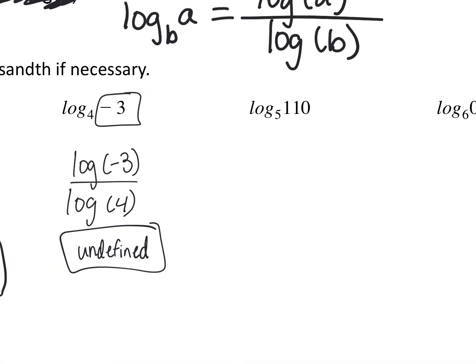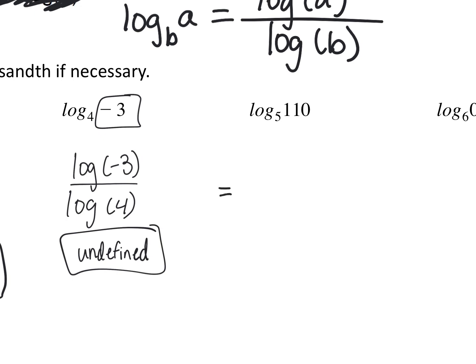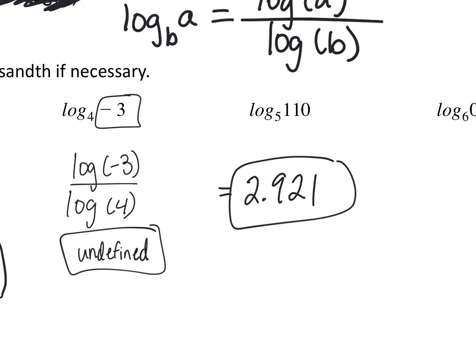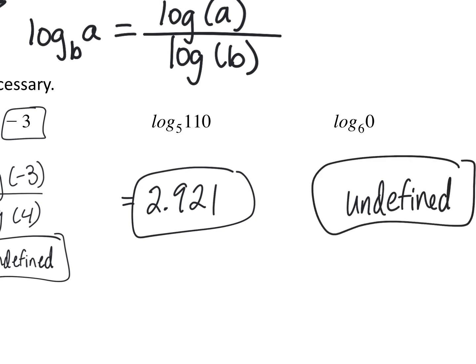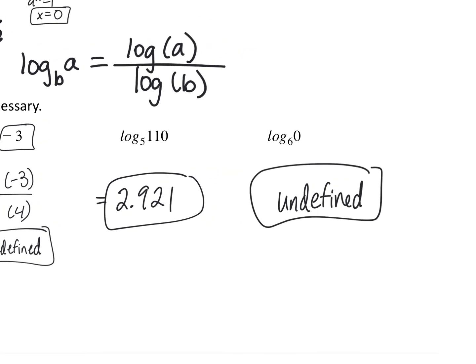Okay, number 4, what'd you get when you rounded this one? 2.921. We all agree? 2.921? Okay, cool. And then last but not least, undefined. We also cannot take the logarithm if the a value is 0. Okay? Cool. So if the a value is negative or 0, it's going to be undefined. But if it is a positive whole number, then it will be a number back.